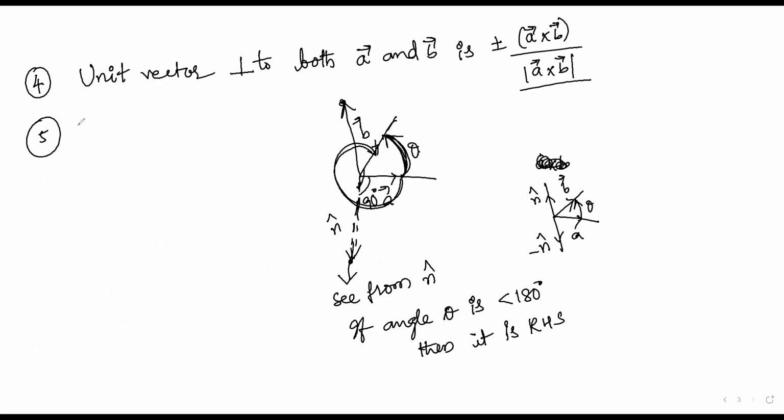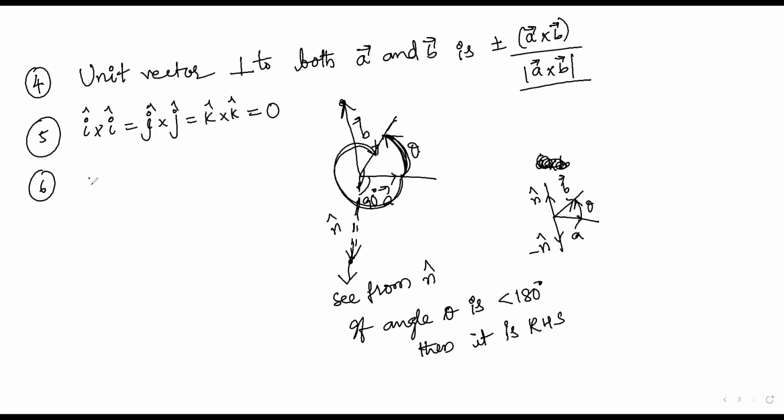Next, simply, I cross I becomes what? I cross I equals J cross J equals K cross K equals 0, because the angle between I and I is 0 and sin 0 is 0. If two vectors are parallel, the angle between them is 0 degrees, so the cross product is 0 and the dot product is 1. Yes or no? This much is clear.